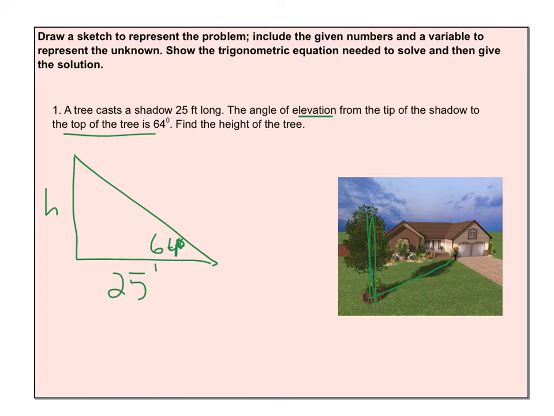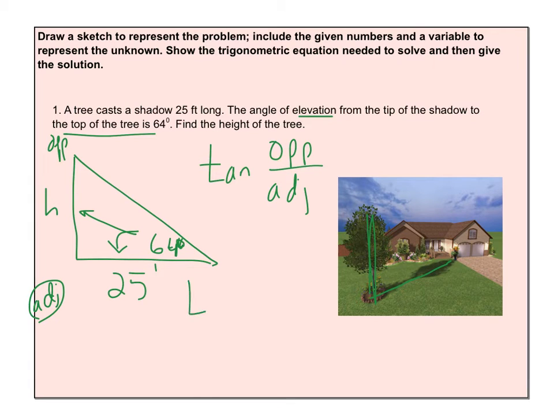Now, it shouldn't take us very long to look at this and figure out which trig function I want to use. I've got opposite, I've got adjacent. So opposite and adjacent should tell me I want to use tangent. Tangent is opposite over adjacent. So I want the tangent of 64, and that's going to be equal to h over 25.